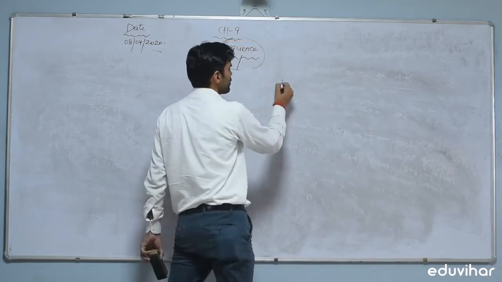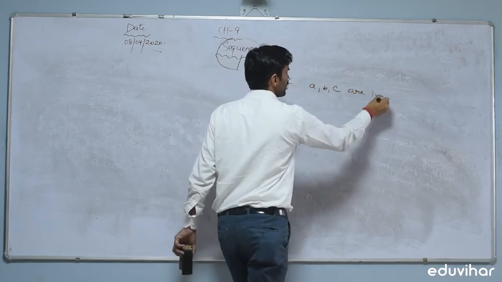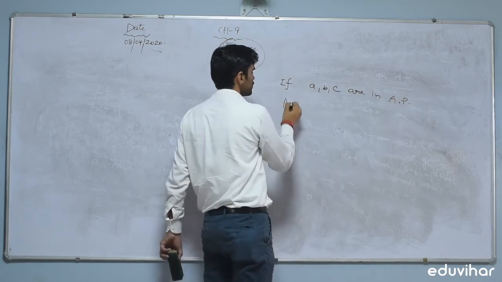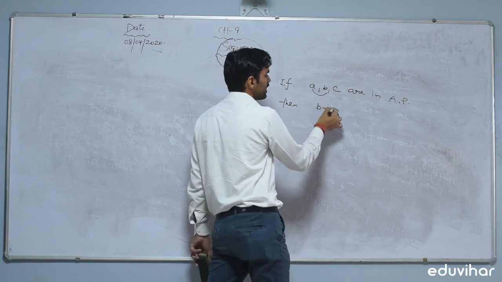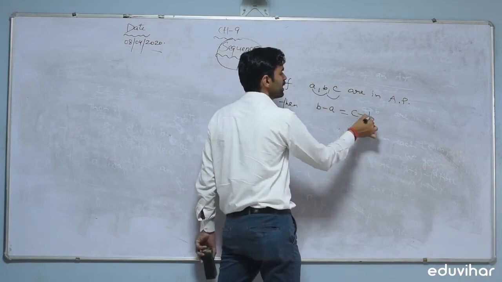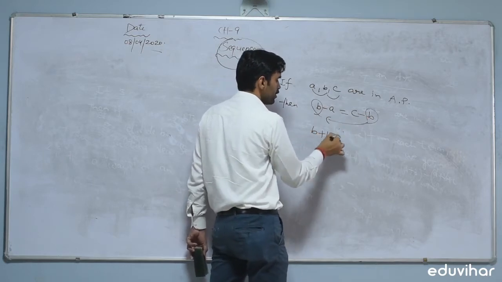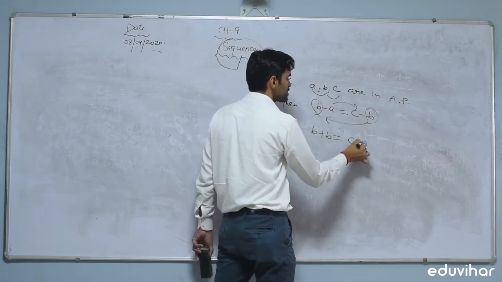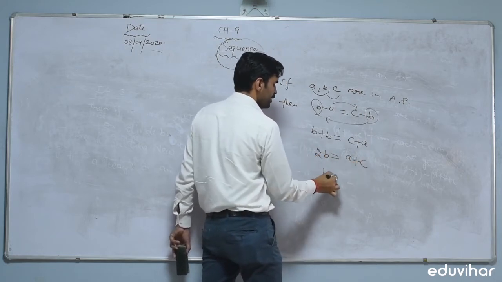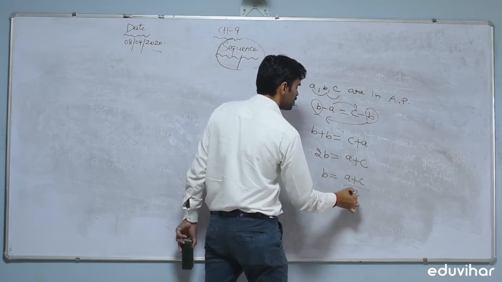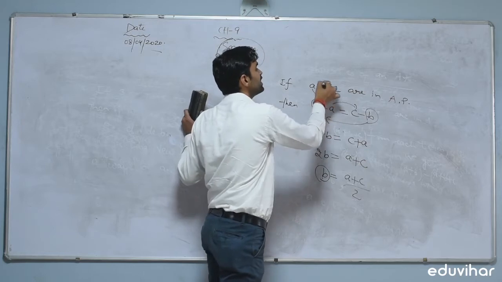If A, B, C are in AP, then as we know, the common difference must be equal. That is, B minus A must be equal to C minus B. You can say B plus B equals C plus A, that is 2B equals A plus C, and the value of B comes out to be (A plus C) upon 2.